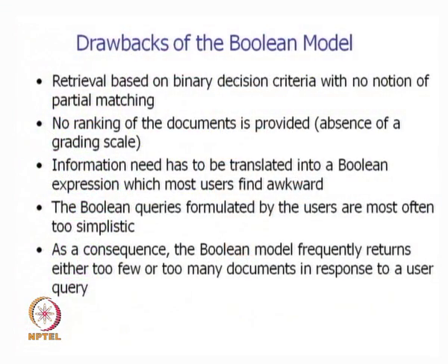So, as a consequence, the Boolean model frequently returns either too few or too many documents in response to a user query. This is a fact that the Boolean model, because of its insistence on strong 0-1 matching, would either return too few or too many documents. Okay. So, all those disadvantages of course exist for the Boolean model, but it has its own advantage also.